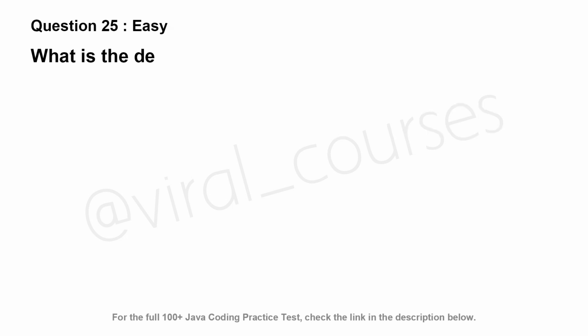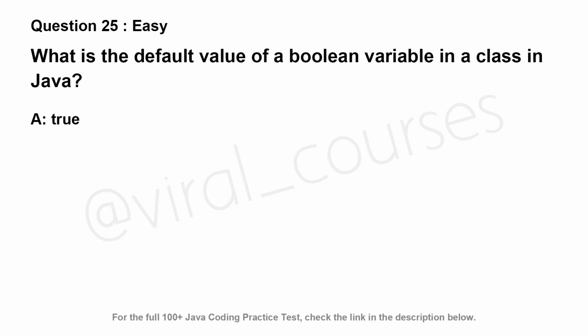What is the default value of a boolean variable in a class in Java? Option A, true. Option B, false. Option C, null. Option D, 0.